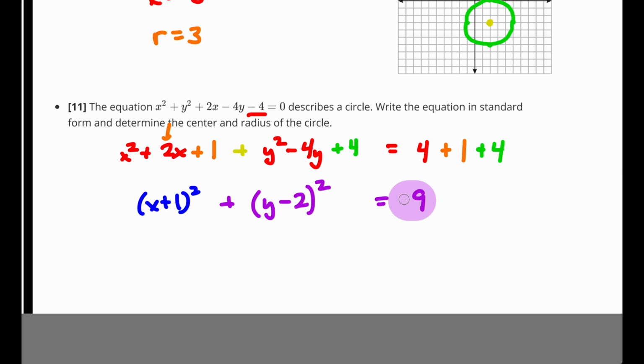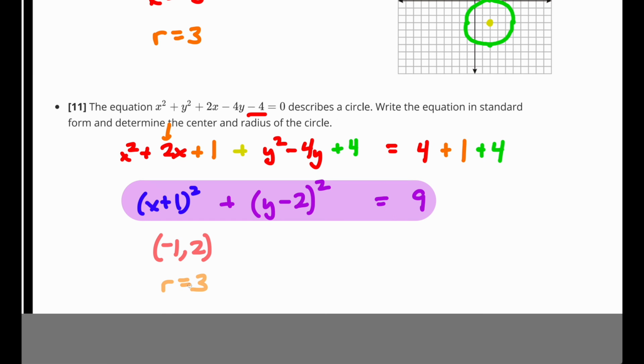Let me highlight this real quick because this is the first part of the answer. Write the equation in standard form. The next part says determine the center and the radius of the circle. The center is going to be at (-1, 2), because there's a +1 and a -2 here. You basically flip the signs and you get the center. The radius is the square root of whatever's over here. The square root of 9 is 3. So r is equal to 3. That is the center and the radius of that circle, which is what it's asking for.